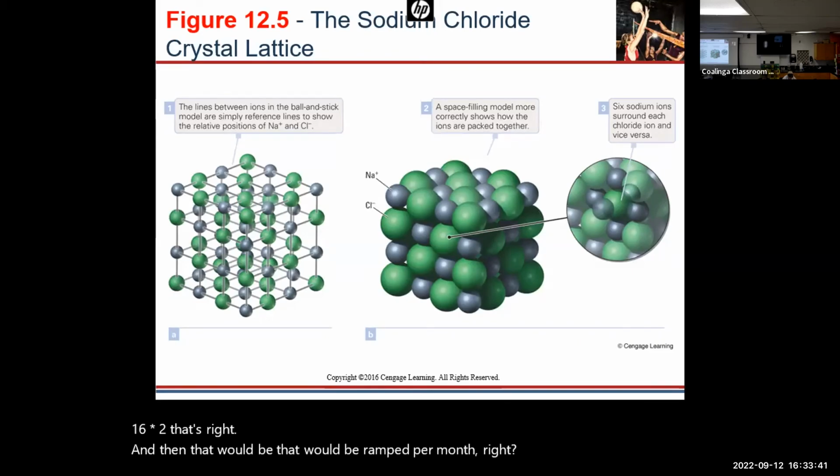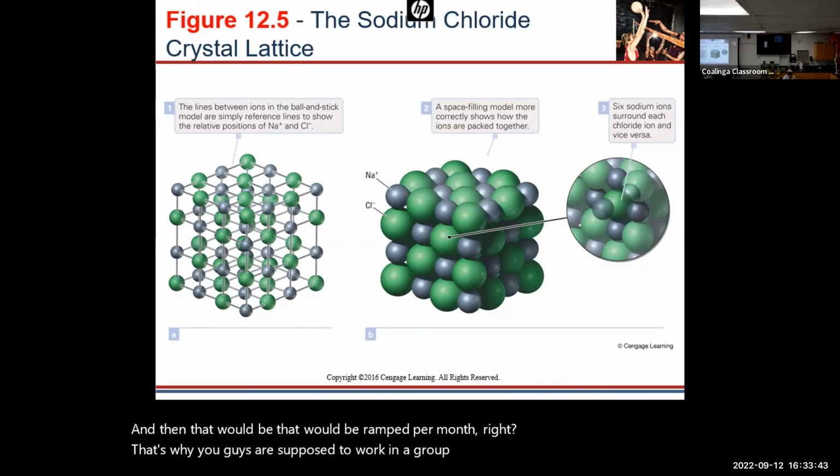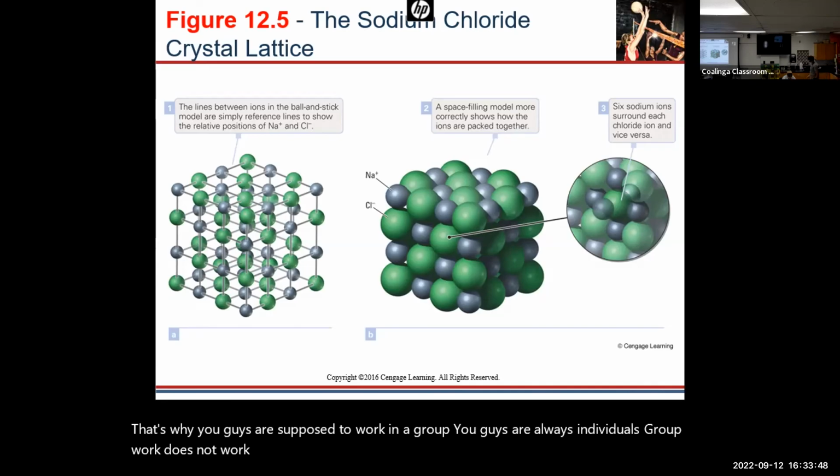That's why you guys are supposed to work in a group. You guys are always individuals. Group work does not work. Well, I'm not gonna do this by hand.